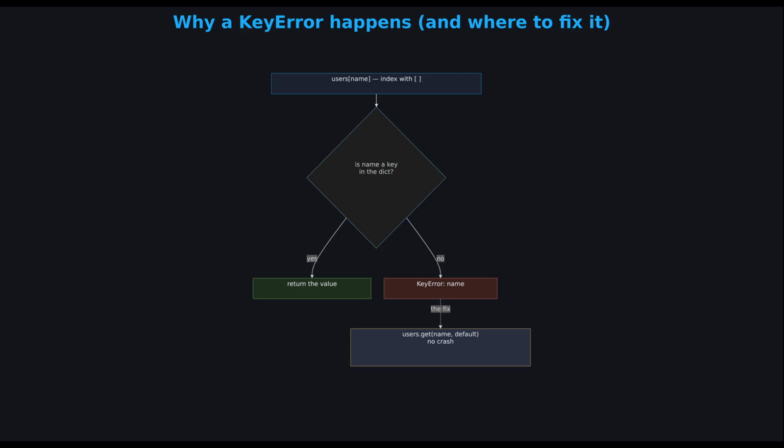Here's a picture. Because you index a dictionary with square brackets, Python checks, is that key in the dictionary? If yes, you get the value back. If no, there's nothing to return, so it raises a KeyError with the missing key's name. The whole fix is about handling that no branch instead of letting it crash.